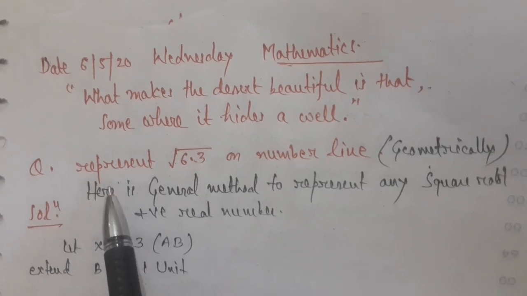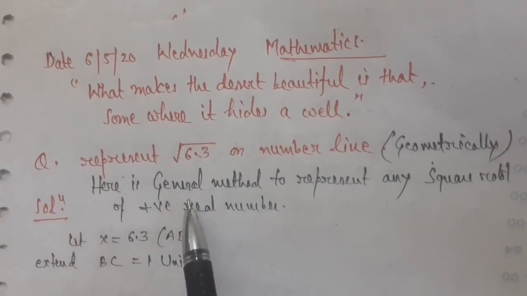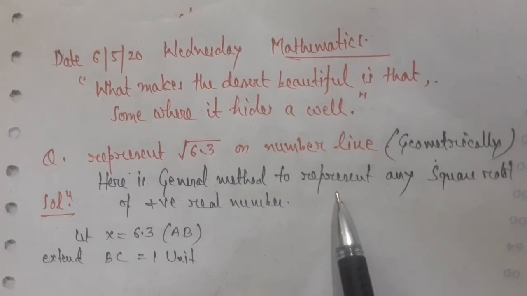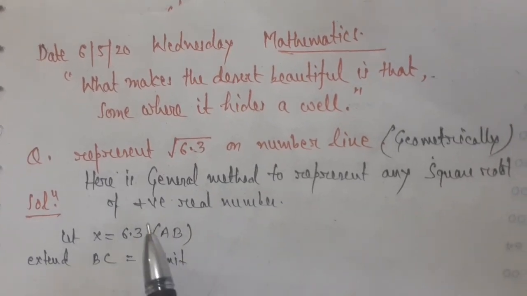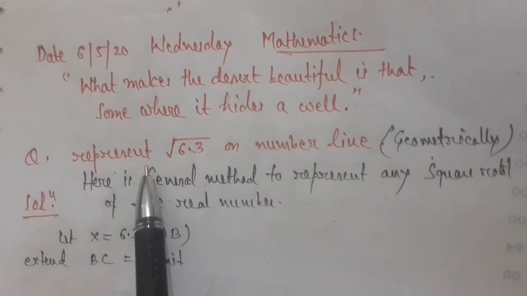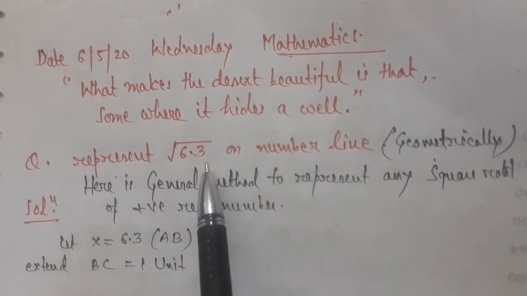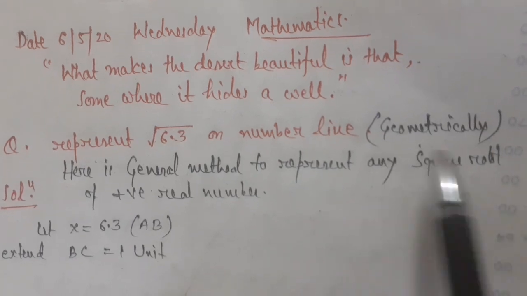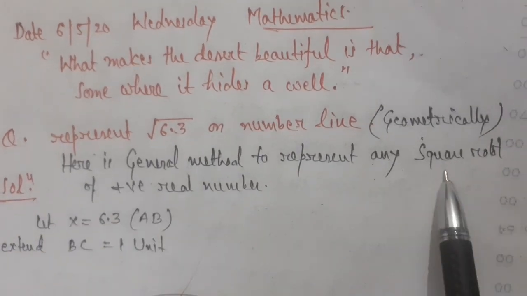Good morning. Here is another method, or we can say a general method, to represent the square root of any positive real number. Suppose you have to represent the square root of 6.3 on the number line or geometrically. Then what is the method to represent this?